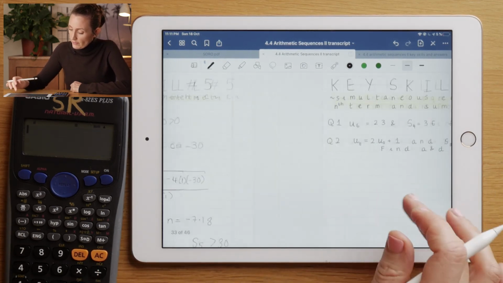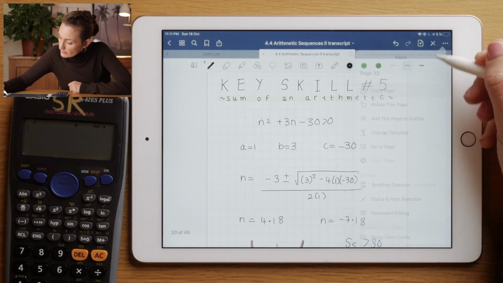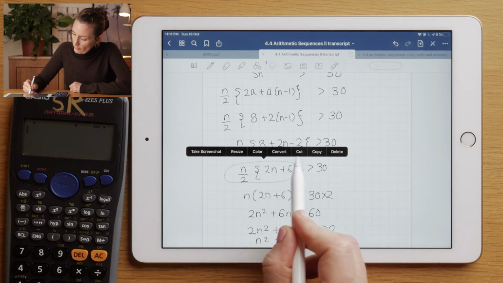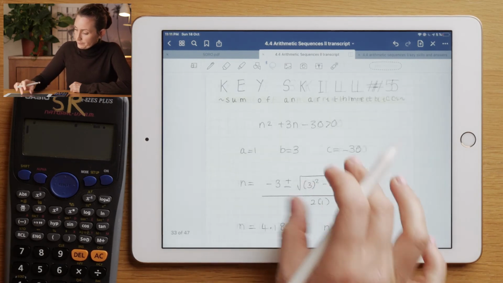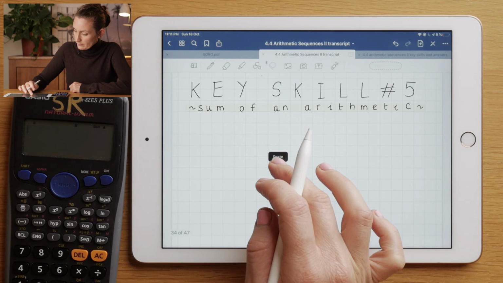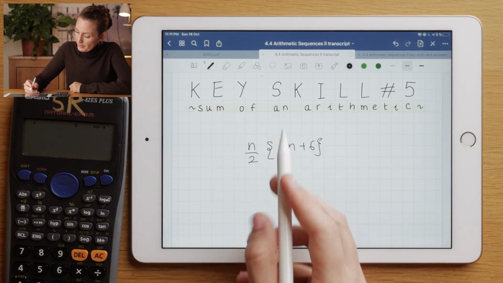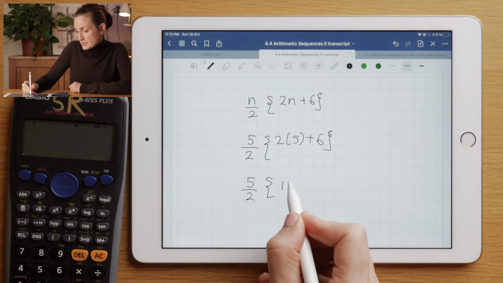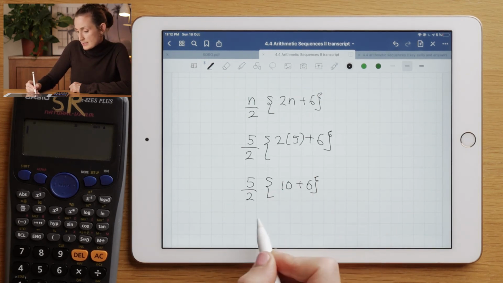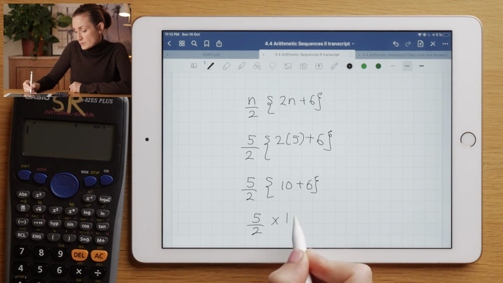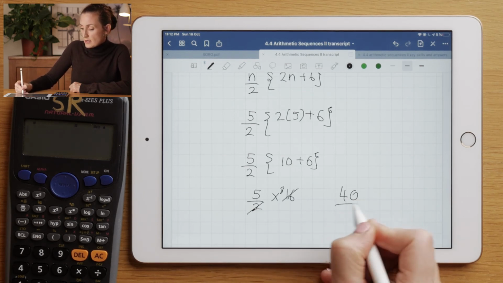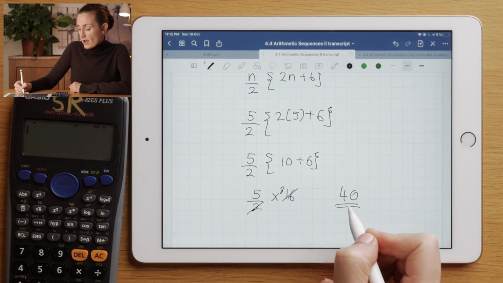You could calculate S5 quickly by going like this. If you look back here, we've already got an expression for Sn. If you put in 5 into that expression, 2 times 5 is 10 plus 6, which would be 16. So you'd have 5 over 2 times by 16. The 2 and the 16 could cancel down to be 8. So 5 times 8 would be 40. So S5 would be 40.